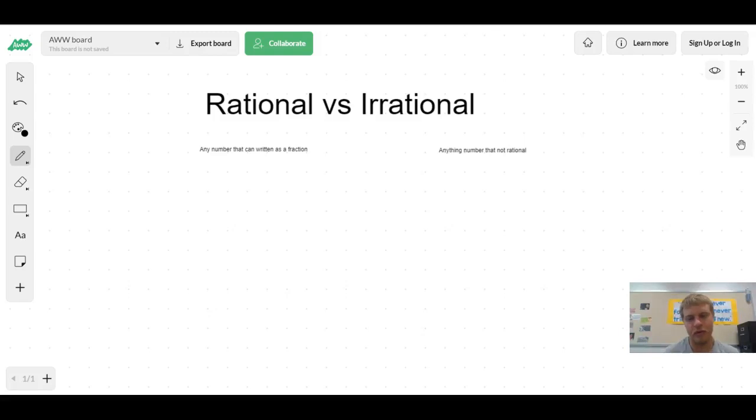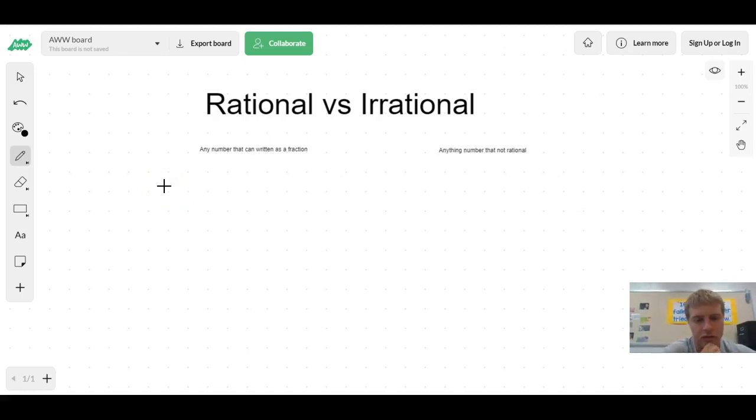Okay, so today we're going to learn the difference between a rational and an irrational number. A rational number is any number that can be written as a fraction, and an irrational number is any number that can't be written as a fraction. So the nice thing is rational and irrational are exact opposites of each other. So let's think about what numbers can be written as a fraction.